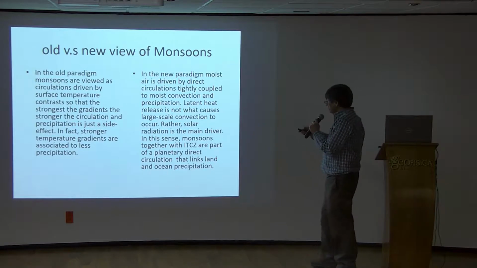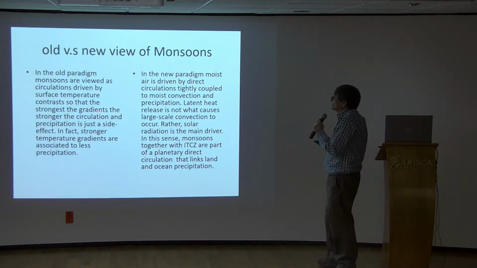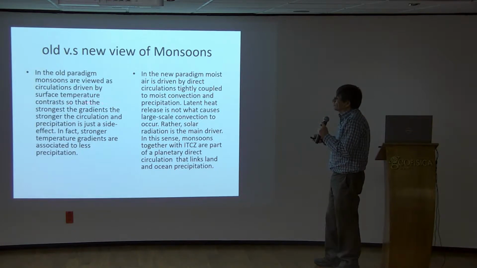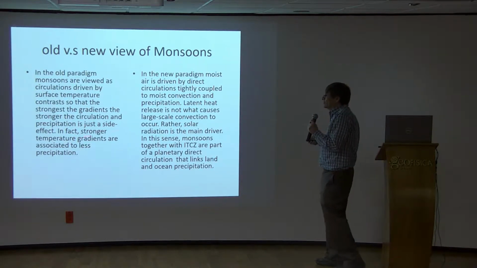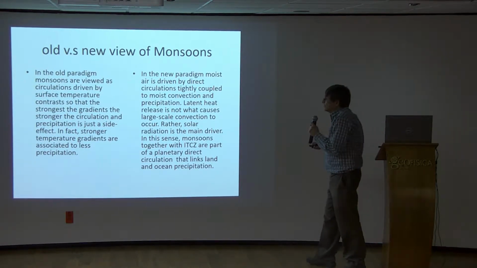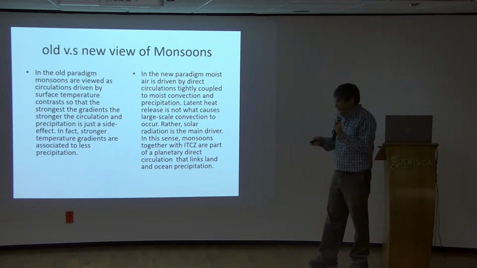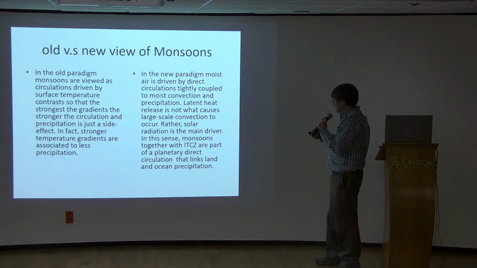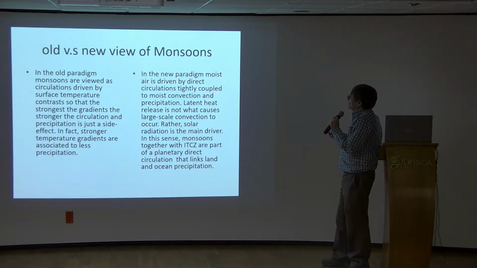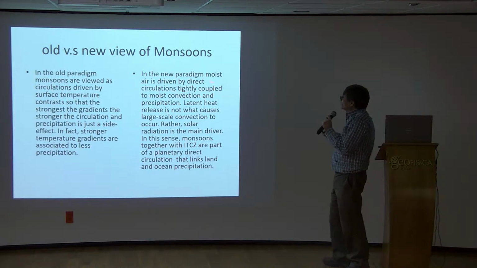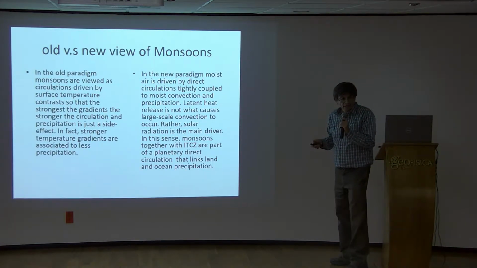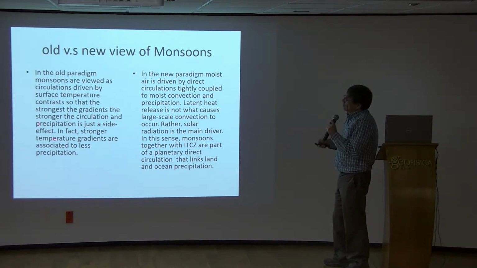So this is the old view. In the old paradigm, monsoons are viewed as circulations driven simply by surface temperature contrast. So the stronger the temperature gradients, the stronger the circulation, and precipitation is just a side effect. In fact, stronger temperature gradients are associated with less precipitation. That was something that was seen in observations. So a new paradigm had to be created, and the new paradigm included the most obvious thing, that air is moist and can condense. These models that they had here, most of them were for dry air.